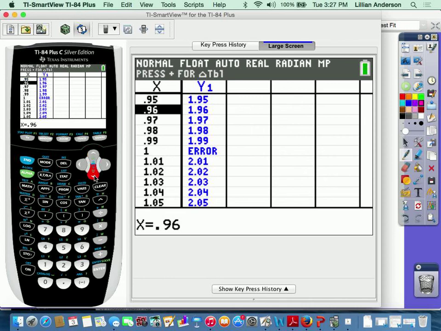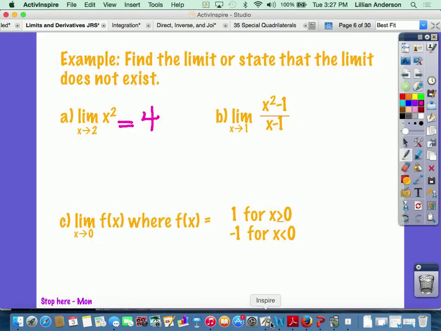And as you see, as x gets closer and closer and closer to 1, from the left-hand side, y is getting closer and closer and closer to 2. Coming from the right, as it's approaching 1, it's getting closer and closer and closer to 2. So the answer here, the limit as x approaches 1 of this function, is going to equal 2.